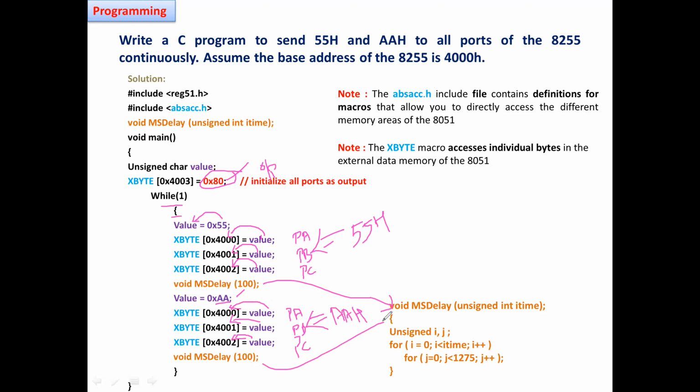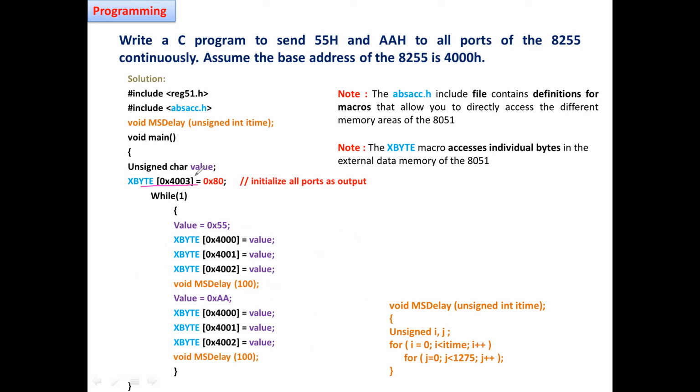A simple delay, and then repeat it infinite times. That's it. The only thing is you must understand these macros here: they directly access memory, meaning some data memory location inside the 8255. That way you should understand it.